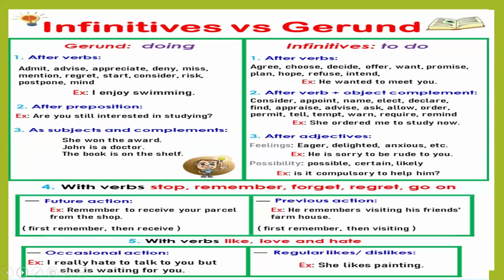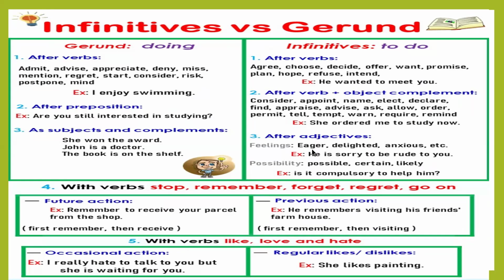Infinitive versus gerunds after verbs. The verb lists are given for gerunds after prepositions, as subjects and complements. Full infinitives come after a few verbs, and a list of verbs is given. Then again after verbs plus object complements. Then after adjectives, feelings and possibilities, the verbs are given. Then again, with the verbs stop, remember, forget, regret, and go on.